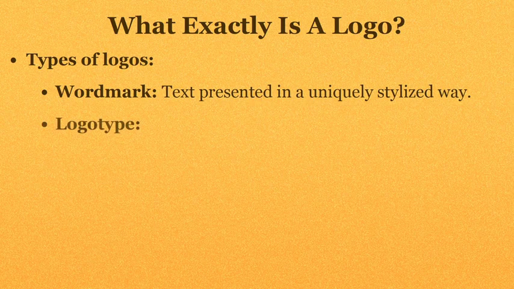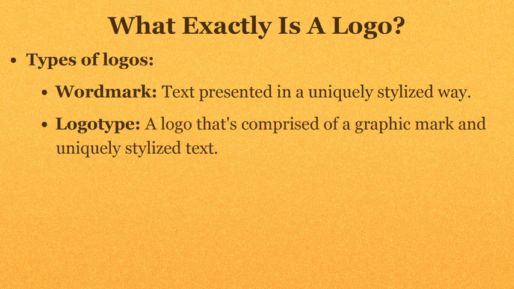The next kind of logo that we have is what's referred to as a logo type. This is the second most common kind of logo. A logo type is a logo that's comprised of a graphic of some kind, which is oftentimes referred to as a mark or an icon or a glyph, along with uniquely stylized text, either the company name or the product name, which you and I already know is referred to as a word mark.